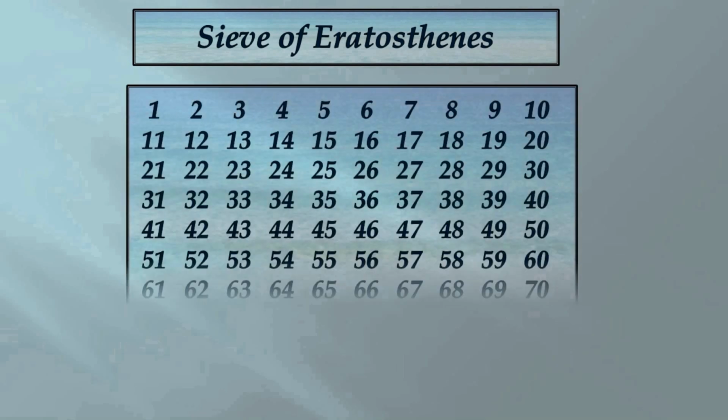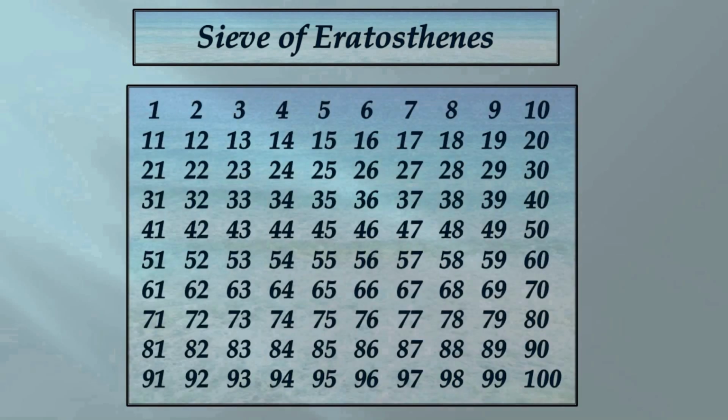To find prime numbers up to 100, we use an ancient algorithm. First, make a chart of the first 100 positive integers. Then, cross out 1, since it's not prime. Circle 2, the first prime, and then cross out every multiple of 2, in other words, every second number. Circle 3, the next prime, and then cross out every multiple of 3, or every third number.